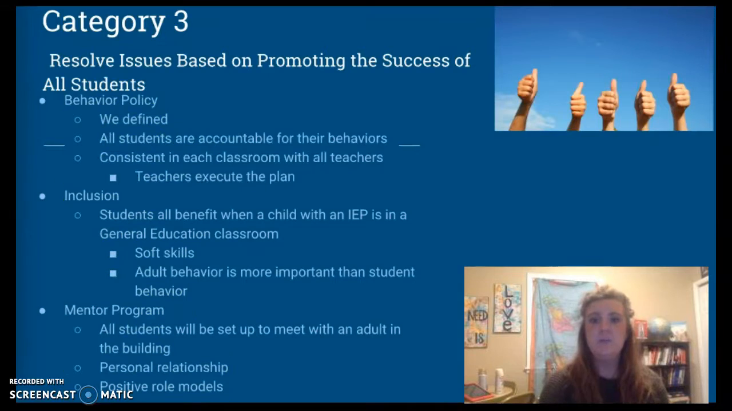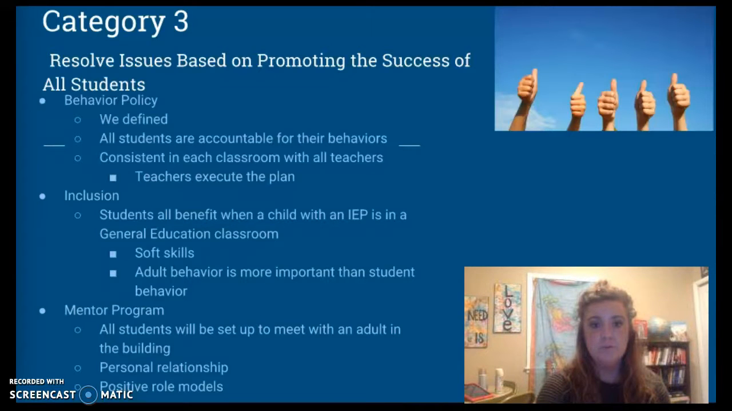Category 3, resolving issues based on promoting the success of all students. First off, the behavior policy is going to be looked at and adjusted if need be. I want it to be clarified for all teachers and students. Students will know then what the expectation is, and it will be consistent in each classroom for all students. Teachers will understand the expectation and how they are to best execute the plan at all times for all students. Teachers will be well informed of the expectation.